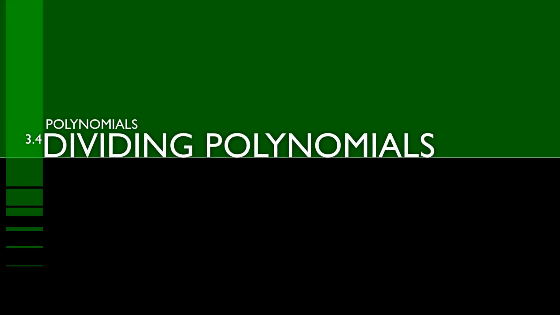All right, so for section 3.4, we're going to be dividing polynomials. And before we do that, we've got to go back to elementary school and do a little bit of long division review. So the first thing we need to take a look at is the fact that when you have a division problem, you have a divisor, a dividend, and a quotient. The divisor is the number on the outside that is being divided into the dividend, and then the quotient is the solution. So let's take a look at an example of how we do this.